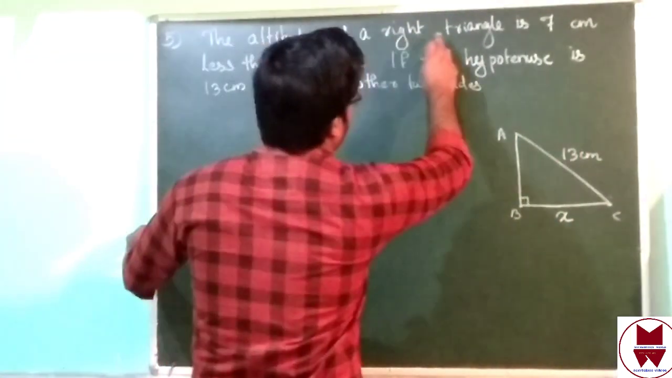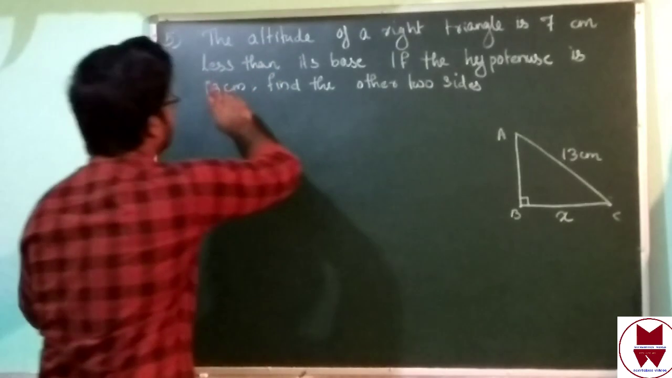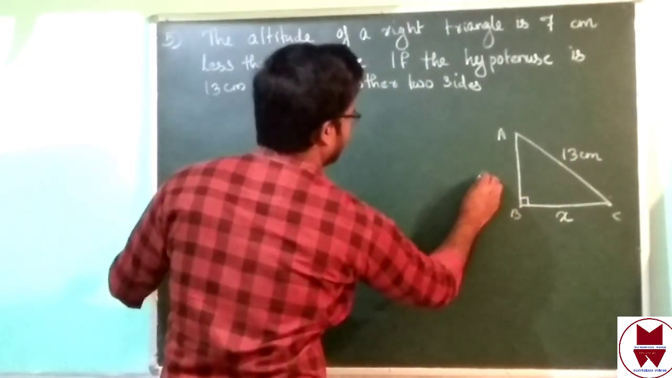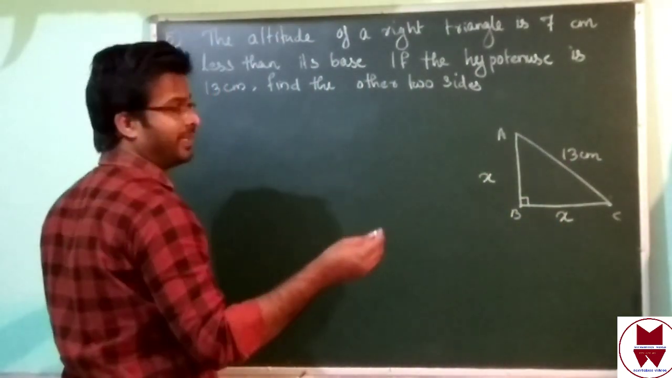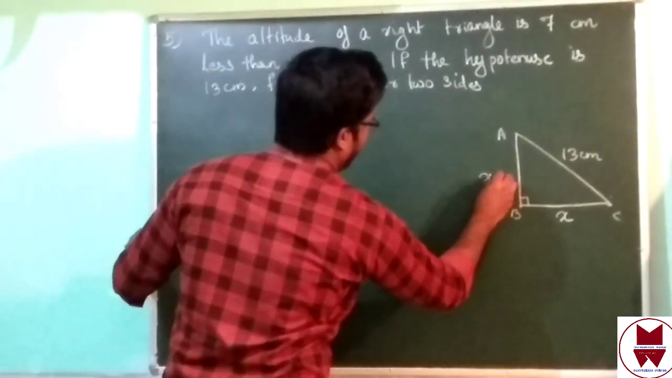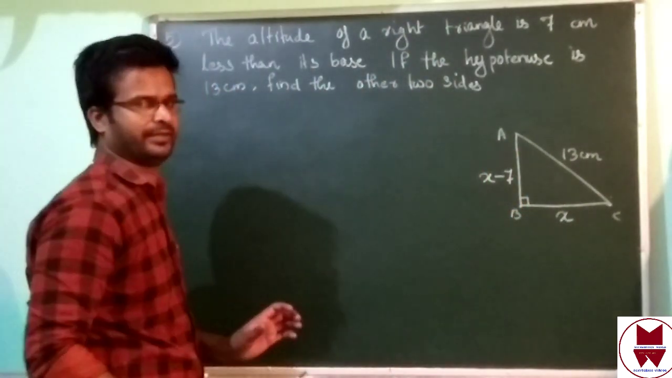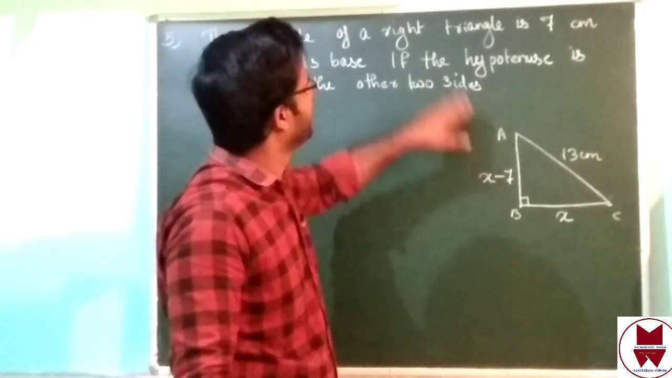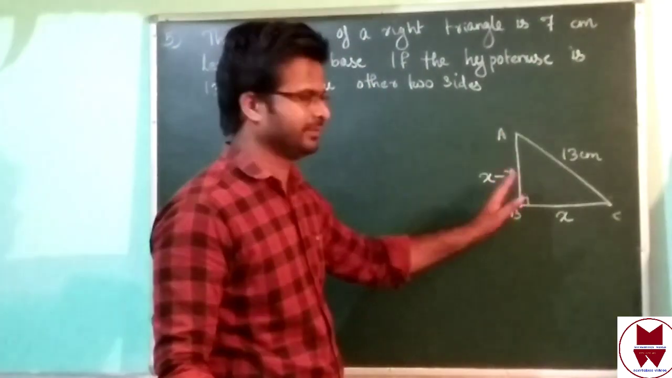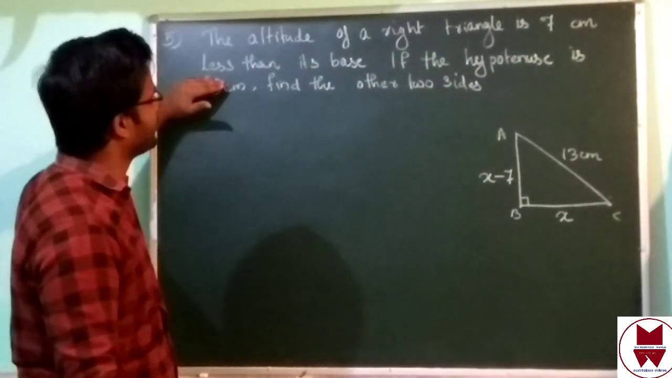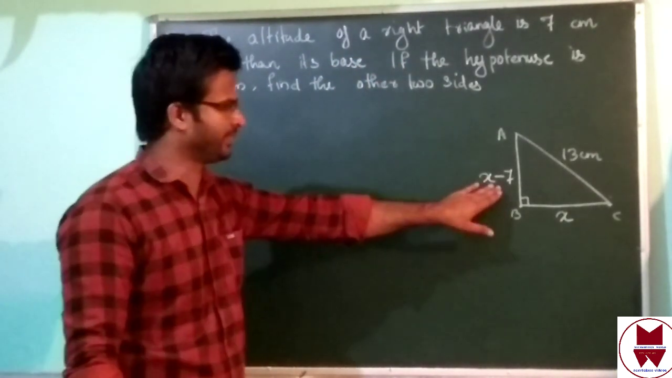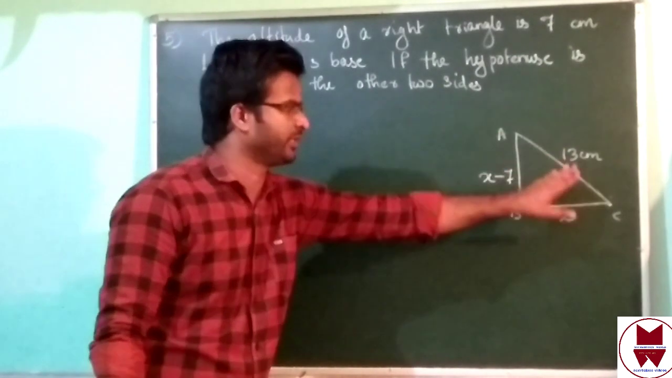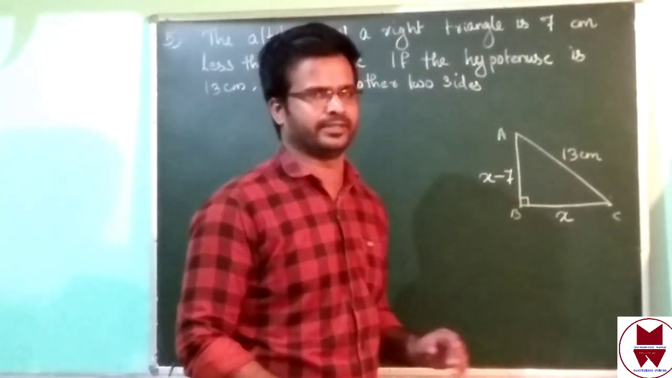The altitude of right triangle is 7 centimeter less than its base, isn't it? Base I already took x, then altitude will be 7 centimeter less than. That means x minus 7 we can write. Base not given, I took x. According to our question, altitude means height. Altitude 7 centimeter less than its base, isn't it? We can write x is base, x minus means less than 7. Then hypotenuse already given in question 13 centimeter.